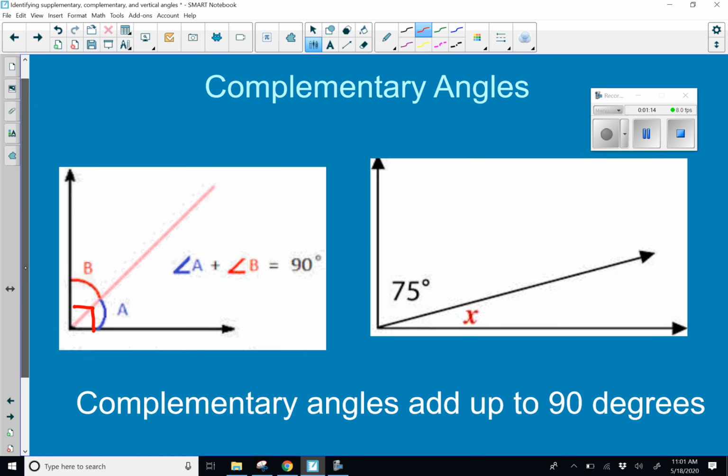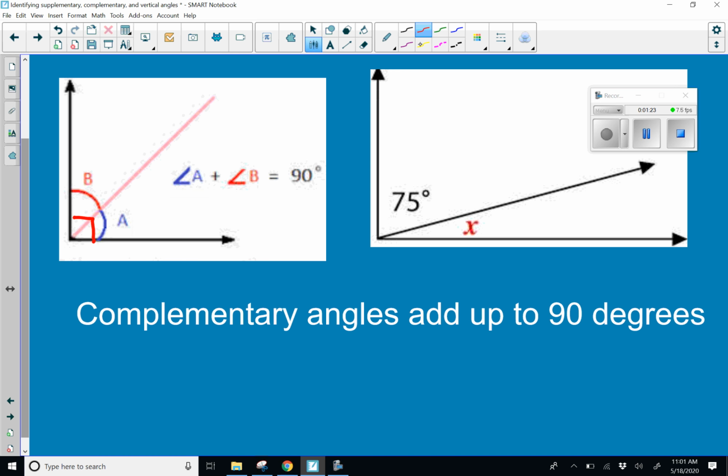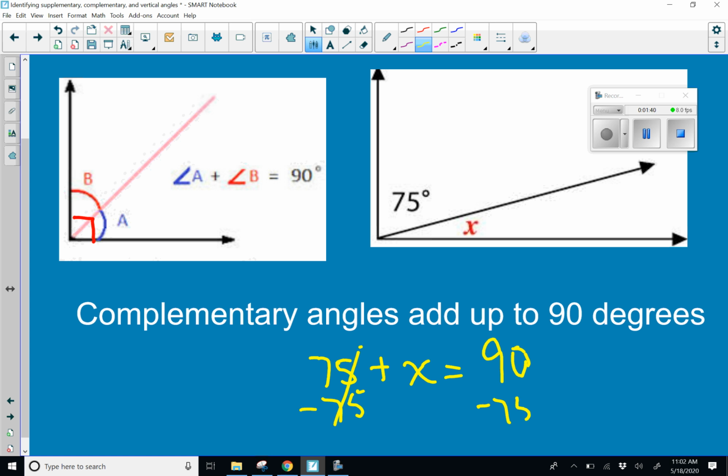Now, taking a look at the example to the right, notice that one angle is 75 degrees and the other is just labeled as X. Well, we know that they add up to equal 90, so if we wanted to set this up as an equation, 75 plus x equals 90 degrees, and then to find x, we just have to subtract 75 on both sides, and that will give me x equals a 15-degree angle.